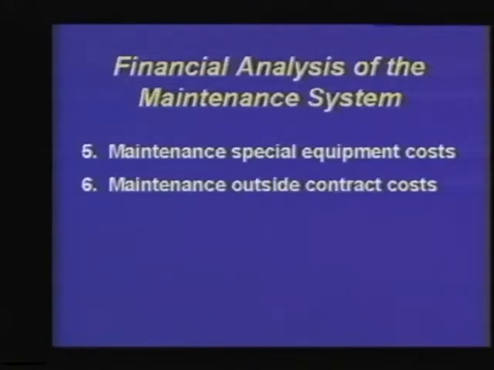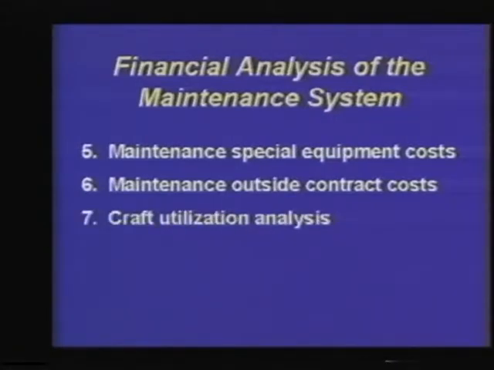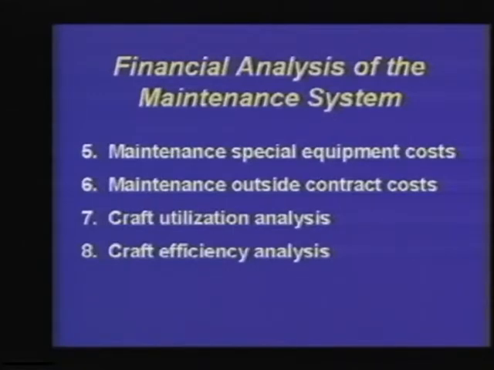And item 7 is the craft utilization analysis. Item 8 is the craft efficiency. And again, utilization and efficiency can be done by individual. It could be done by entire craft, or it could be done by total, let's say, maintenance organization.